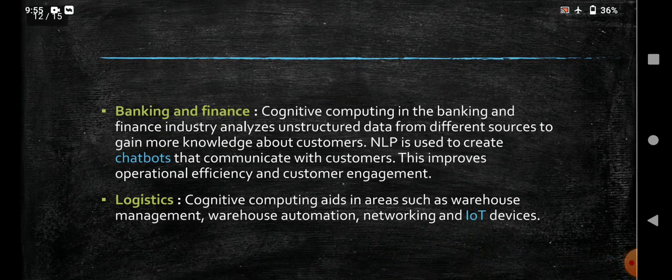Banking and finance. Cognitive computing in the banking and finance industry analyzes unstructured data from different sources to gain more information about the customers, and natural language processing is used to create chatbots to communicate with the customer and improve customer engagement and operational efficiency. Logistics. Cognitive computing aids in areas such as warehouse management, warehouse automation, network, and IoT devices.